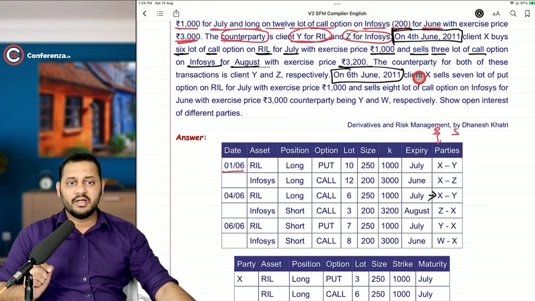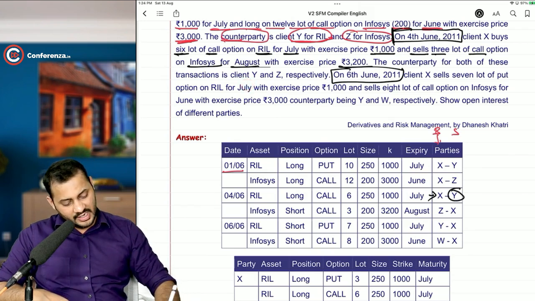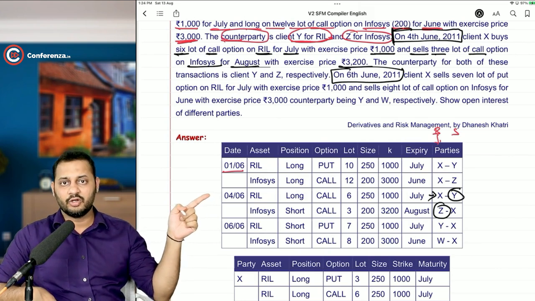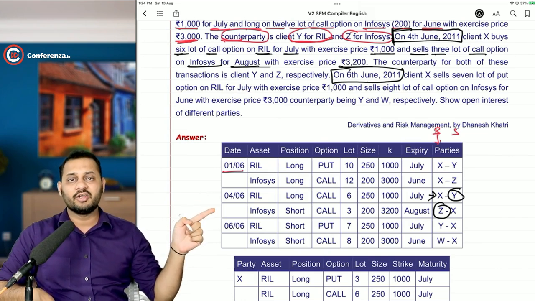The counterparty for both of these transactions is client Y and Z. So client Y here and client Z here. Client Y is the seller of RIL call option and client Z is the buyer of Infosys call option.